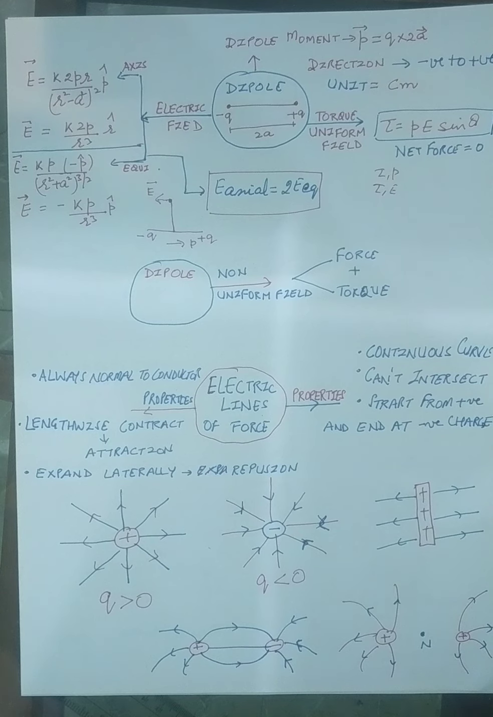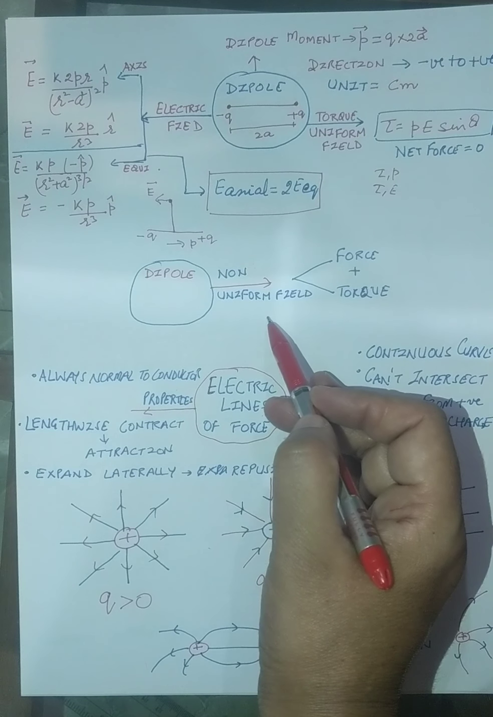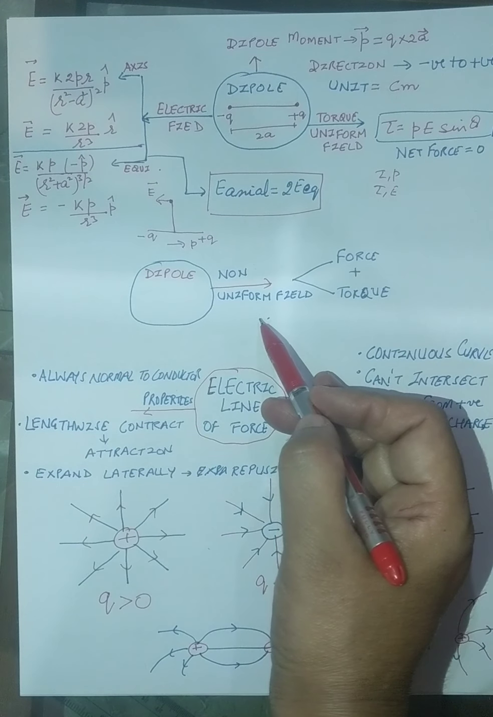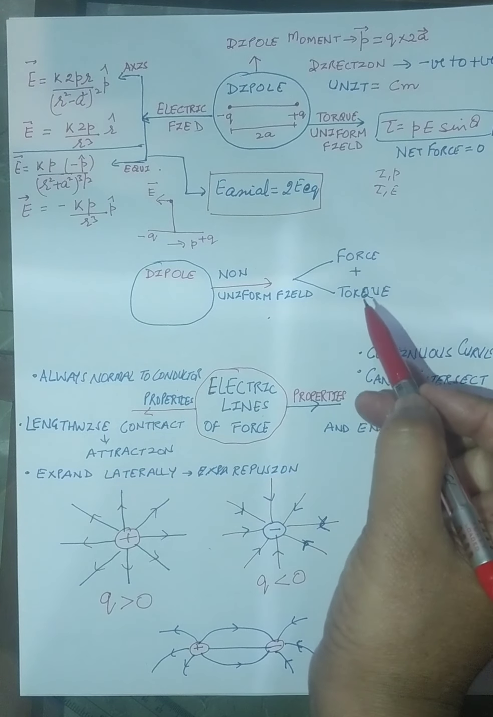So this is about the torque when the dipole is placed in a uniform electric field. Then the next is when the dipole is placed in a non-uniform electric field. If the dipole is placed in a non-uniform electric field, now it will experience force and torque both.